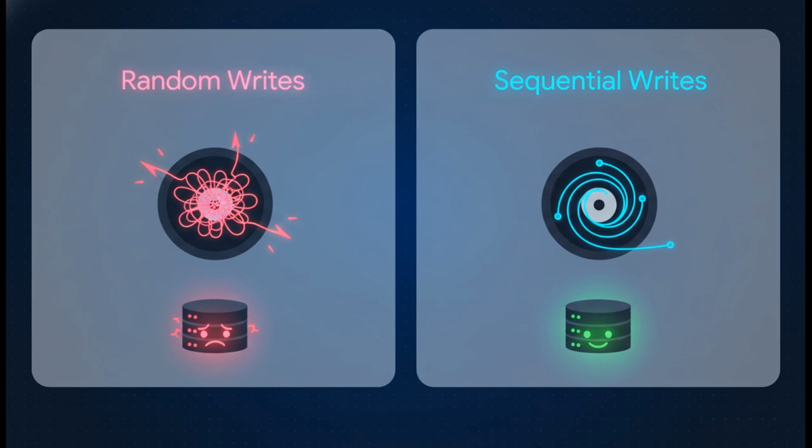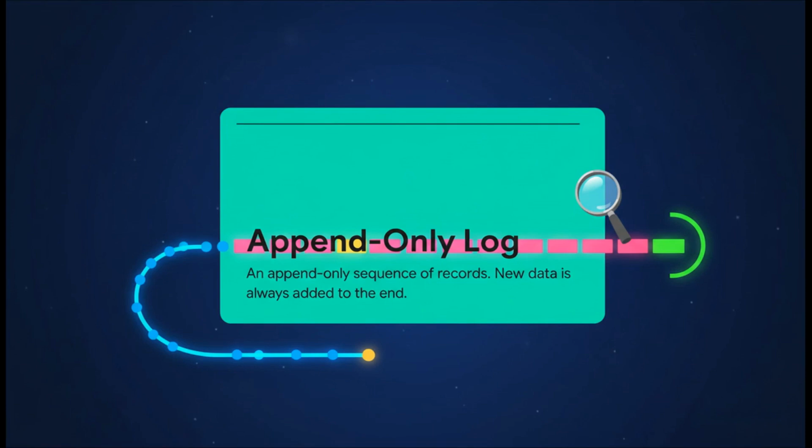So here's the secret. Instead of writing randomly, what if we just wrote everything in one long, continuous line, like drawing a single, unbroken stroke with a pen? This is called a sequential write, and it is, bar none, the fastest thing a physical disk can possibly do. End of story. And this leads us to the core concept, the append-only log. It's exactly what it sounds like. It's a file where you only ever add new stuff to the end. You never go back and change anything in the middle. And that simple rule makes everything from recovering from a crash to dealing with a ton of users at once so much simpler and faster.